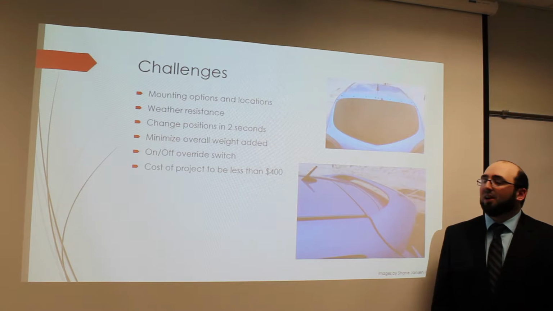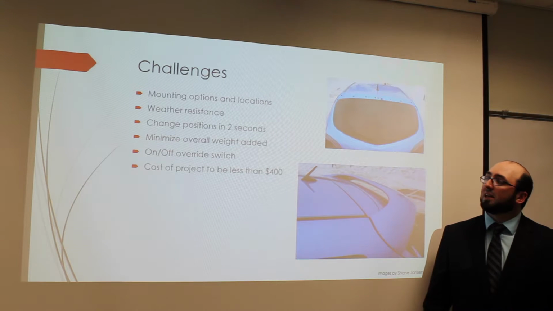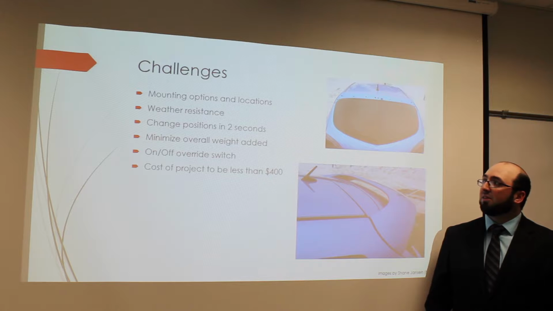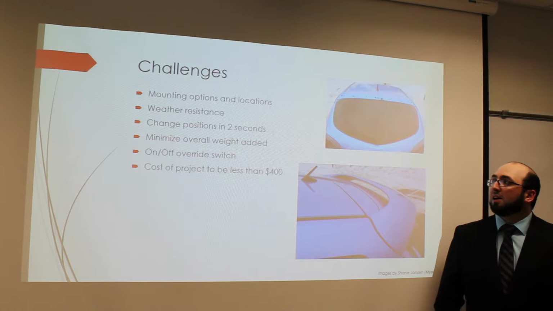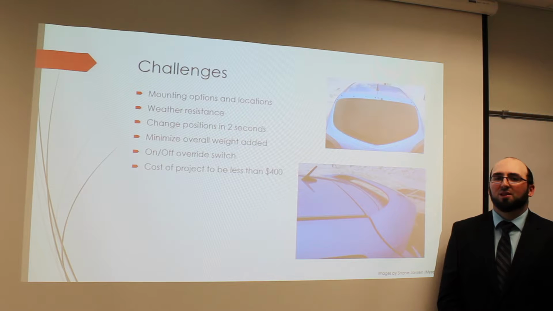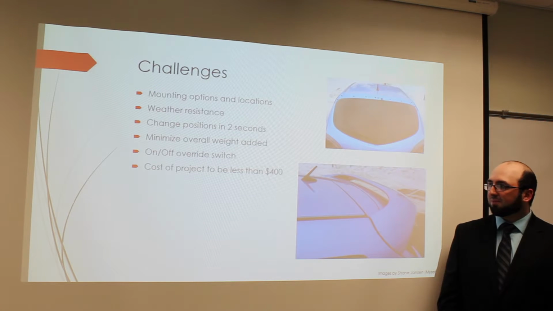This car never sits in the garage. I'd like the wing to change from its lowest position to its highest position in less than 2 seconds overall. I'd also like to minimize the overall amount of weight added to the vehicle, as every ounce counts when you're trying to go fast. I'll also be installing an on-off override switch. This way the wing isn't flapping up and down in stop-and-go traffic.